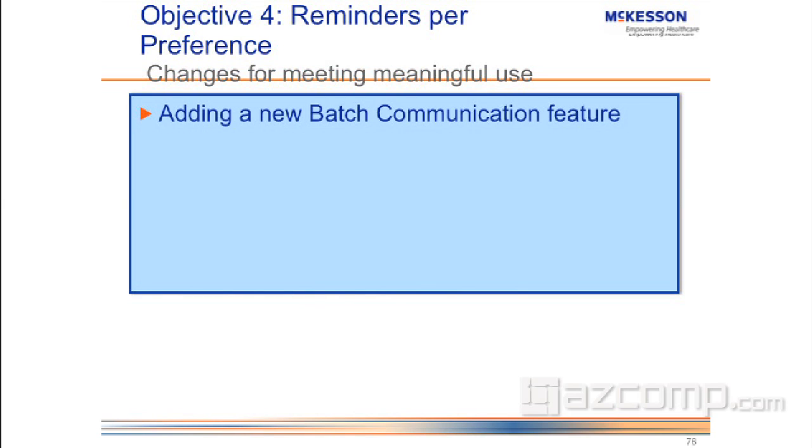So this is the new change that we had to put into the system. This is the batch communication feature. Whenever you create a patient inquiry, you get a file called an INQ file. Inquiry, INQ, makes sense. When you have that INQ file, you can bring that into your batch communication, because that inquiry file is identifying which patients you have to send out that communication for.